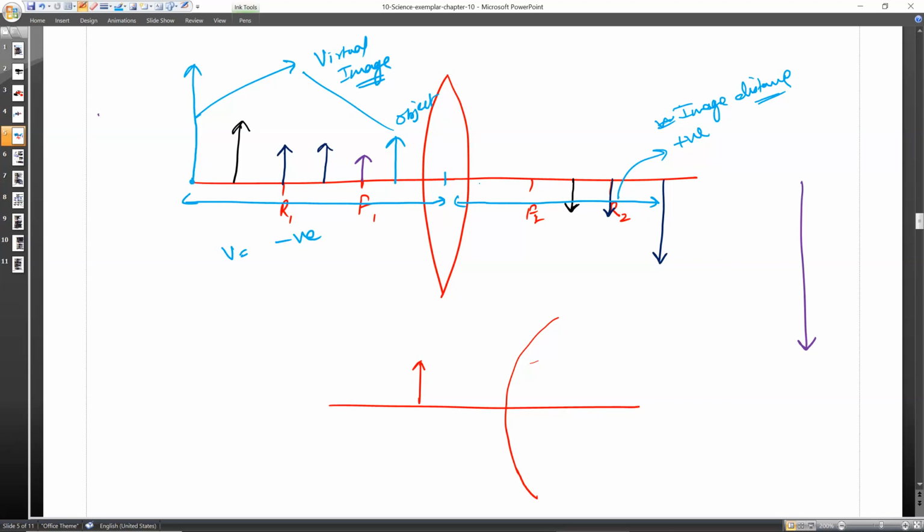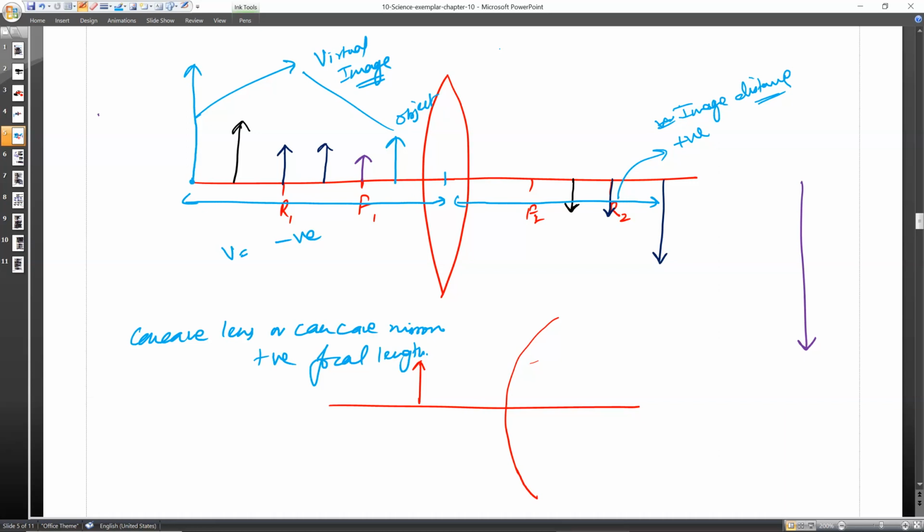So what you learn here is that you have to take the proper sign convention, positive or negative, and solve accordingly. One more thing you have to note down: whether it is a concave lens or a concave mirror, they both have positive focal length. Keep that in mind. Okay? Got it?